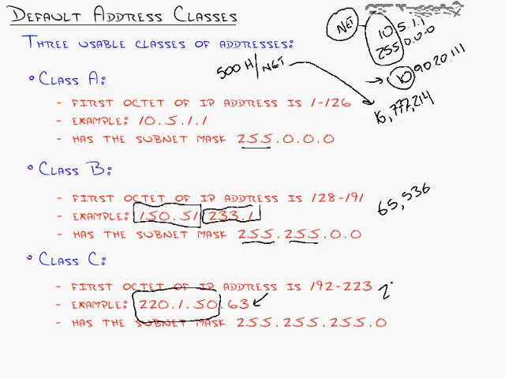This one gives you 254 usable hosts per network. Now you can see that's why this subnet mask is very, very popular. It's a very reasonable number to work with. So Class A, Class B, Class C. The big piece I want you to make sure that you catch is how to tell what's what.